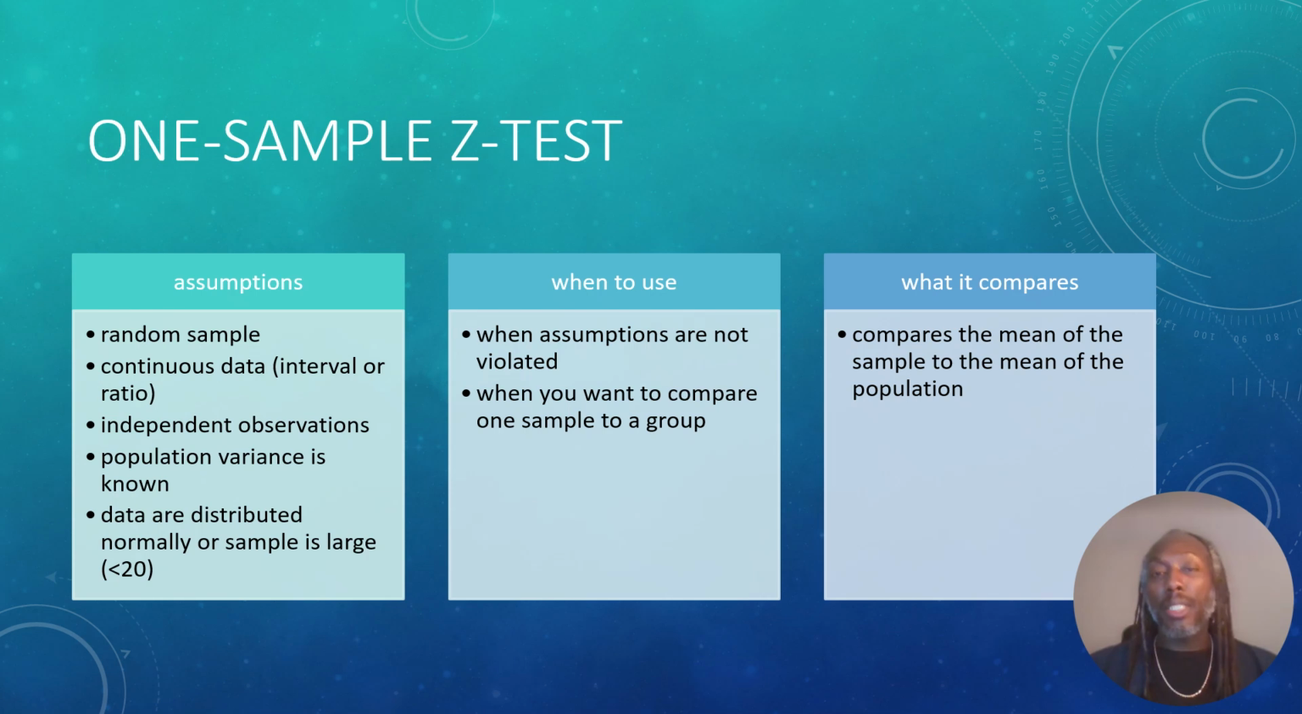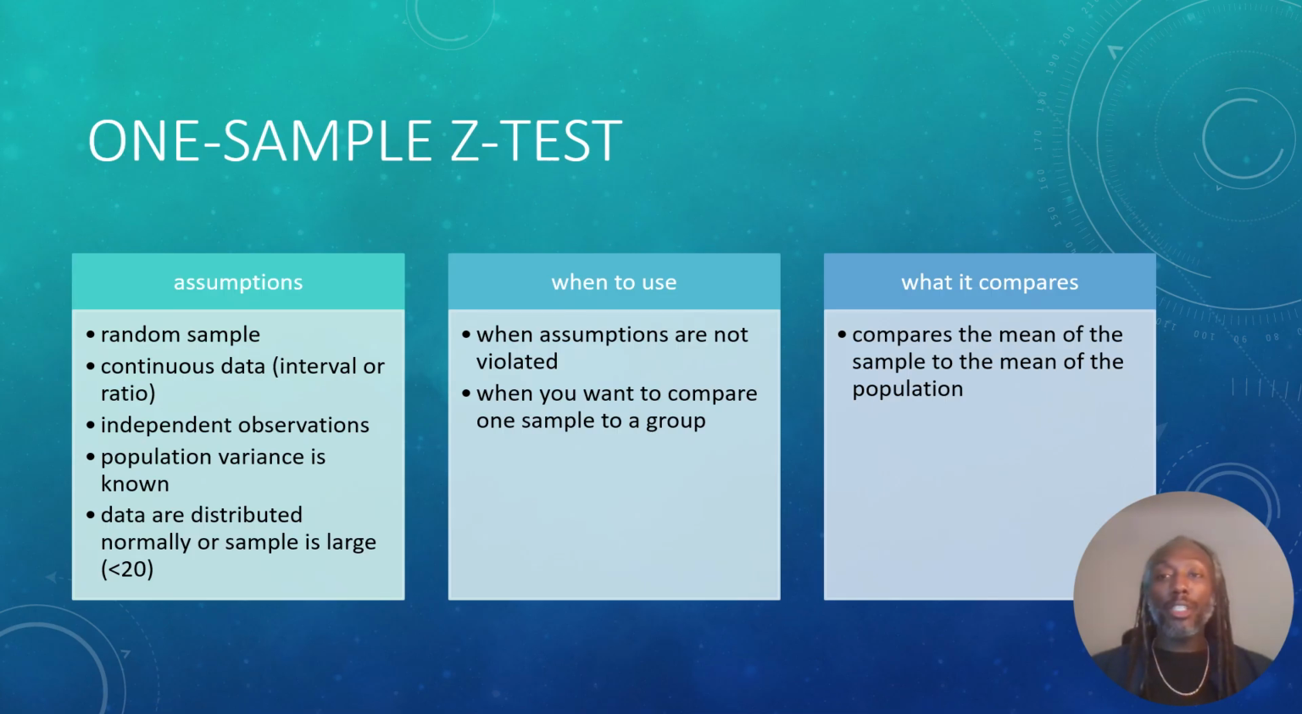The one sample z-test has a couple assumptions that need to be met in order for the results to be valid. First, we need to be dealing with a random sample of data. That means that any value within the population has an equal likelihood of being chosen relative to any other value. The data need to be measured at a continuous level, so that means that they would need to be interval or ratio level.